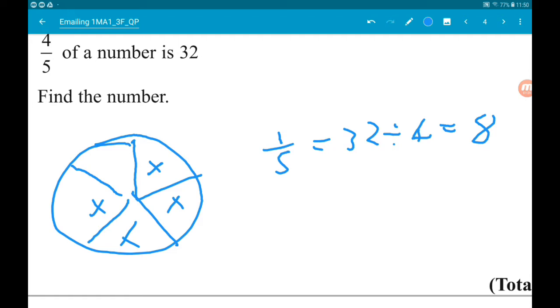So now we can either add that onto 32 or multiply it by 5, we get the same. So 32 add 8 is 40.